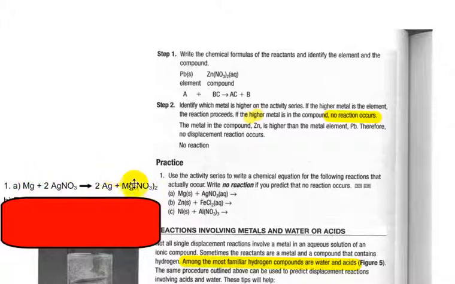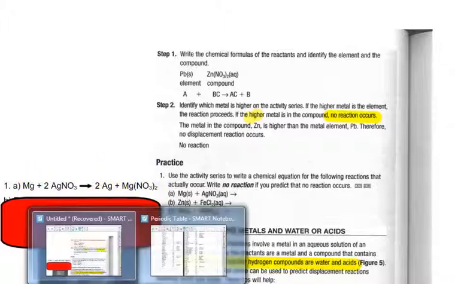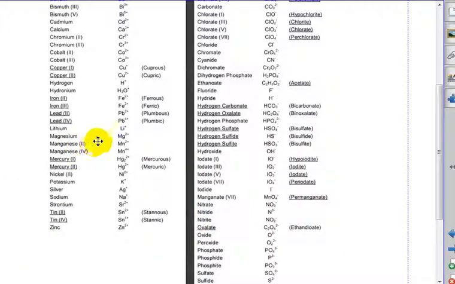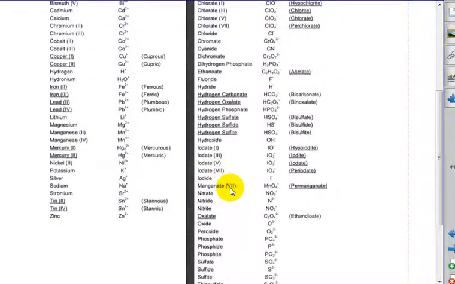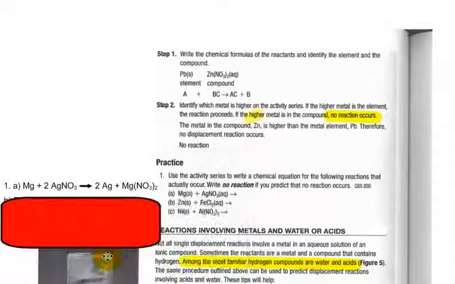Magnesium and nitrate, though. Magnesium is 2+, as we can see here on our chart, and nitrate is 1-. So of course we need 2 nitrates for every 1 magnesium. So Mg(NO3)2 is the formula for magnesium nitrate. So we have 2 nitrates. We've got to put a 2 here to get 2 nitrates. That gives us 2 silvers, so we need 2 silvers.